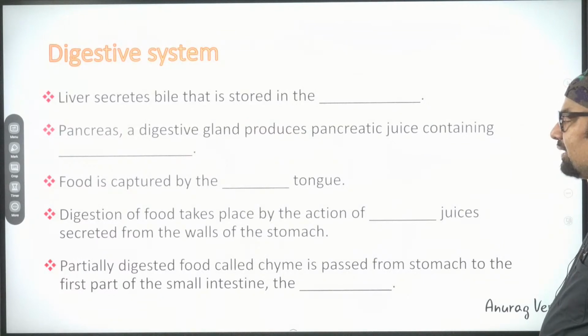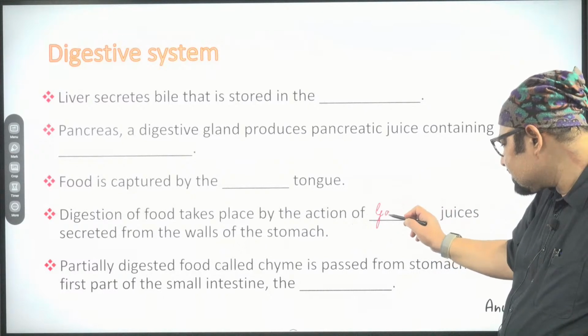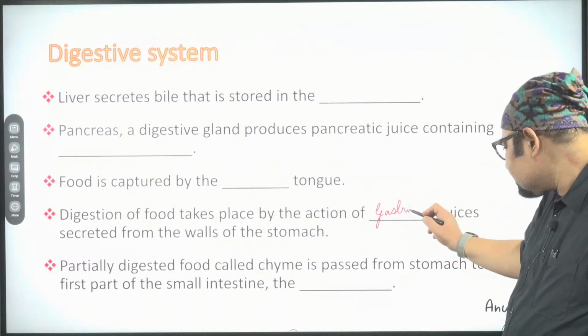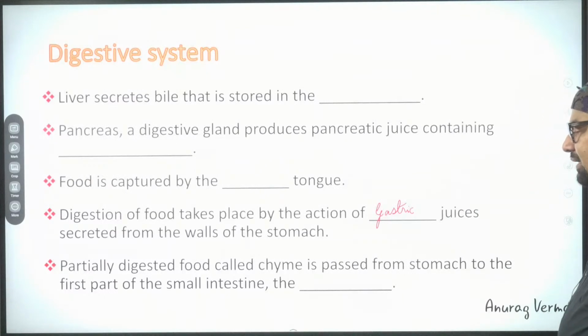Food is captured by the bilobed tongue. The tongue base is bilobed. Digestion of food takes place by the action of gastric juice. So it begins in the stomach by the action of gastric juice secreted from the wall of the stomach. Partially digested food called chyme is passed from the stomach to the first part of the small intestine, the duodenum.